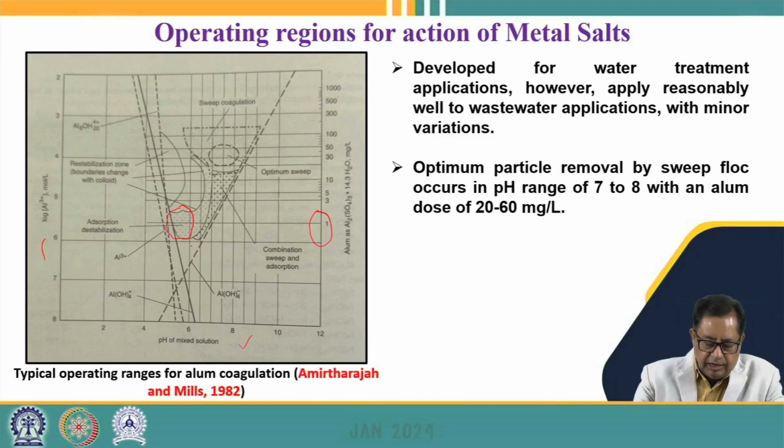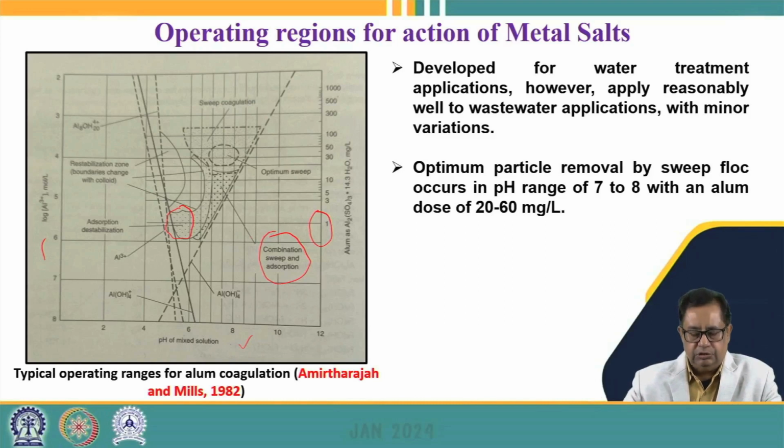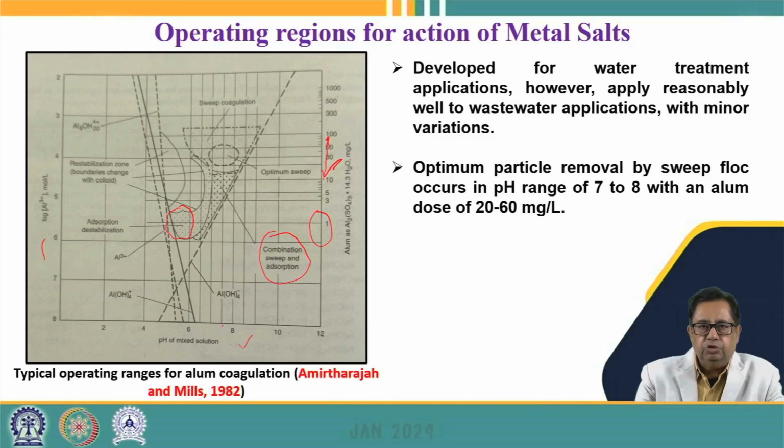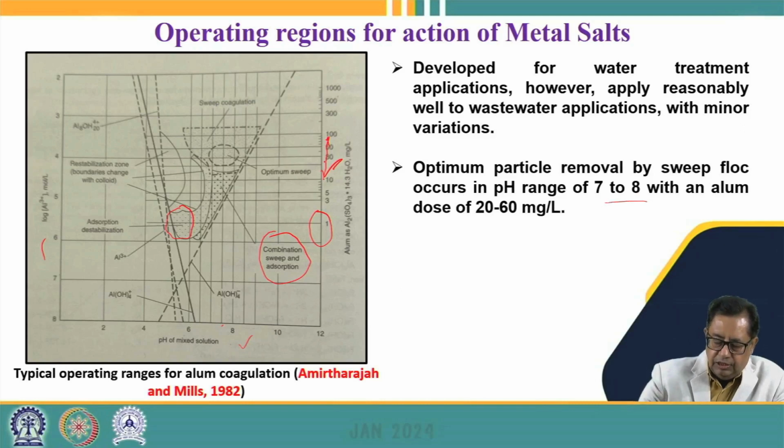of the particles. As the dosage of alum is low and the pH slightly increases, to nearly 6 or 7, we see a combination of sweep as well as adsorption and charge neutralization. Whereas at high pH values, nearly 7 to 8, and at high dosage of alum, the sweep coagulation process is dominant. Optimum particle removal by the sweep floc occurs between pH 7 to 8, at a dose of nearly 20 to 60 milligrams per liter in this case.